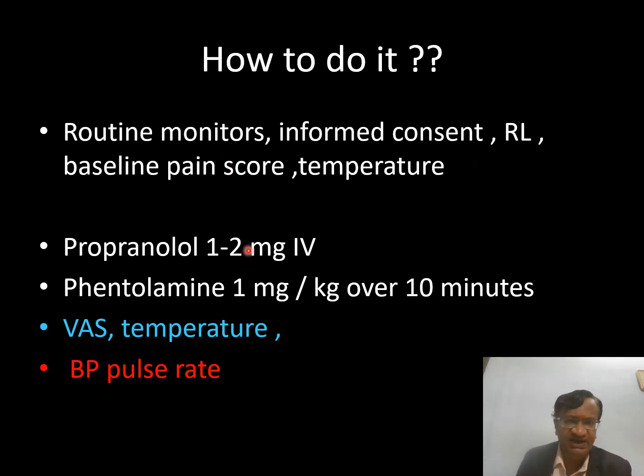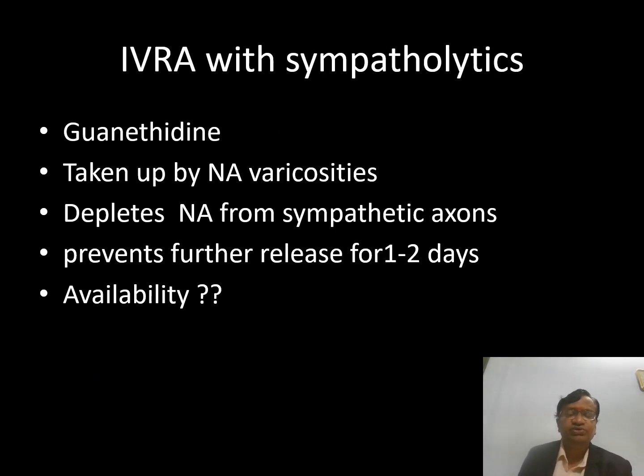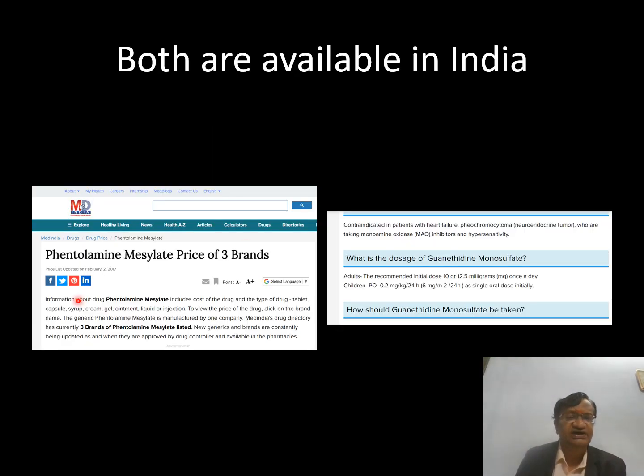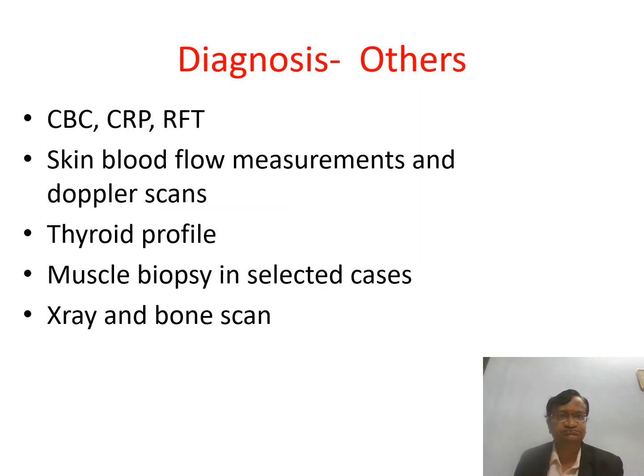For the block: routine monitors, informed consent, propranolol you should give, and then phentolamine 1 milligram per kg. You should note the score and temperature, and also see the BP and pulse rate. You can do IVRA, Bier's block, with sympatholytics, no local anesthetics. They are taken up by noradrenergic varicosities, deplete noradrenaline, and prevent further release. You may wonder where this is available: phentolamine mesylate, three brands, and 1-ethylene monosulfate are all available in India.